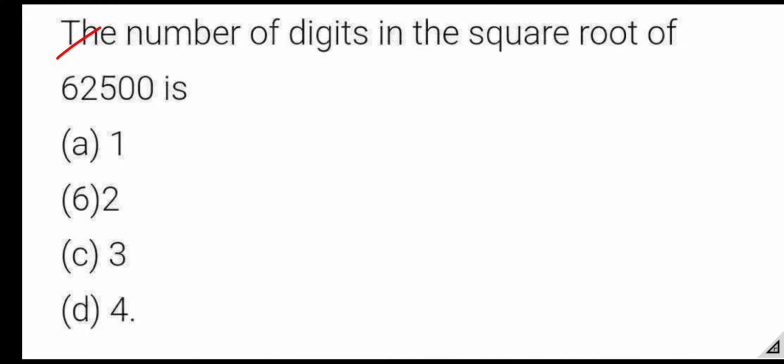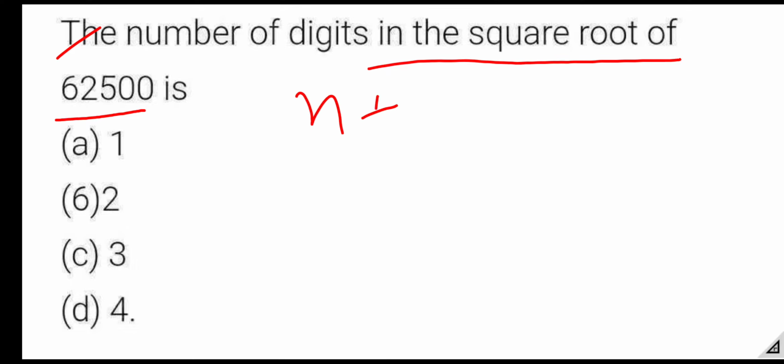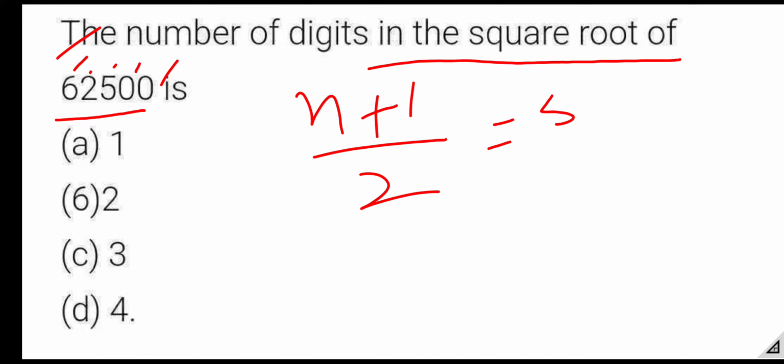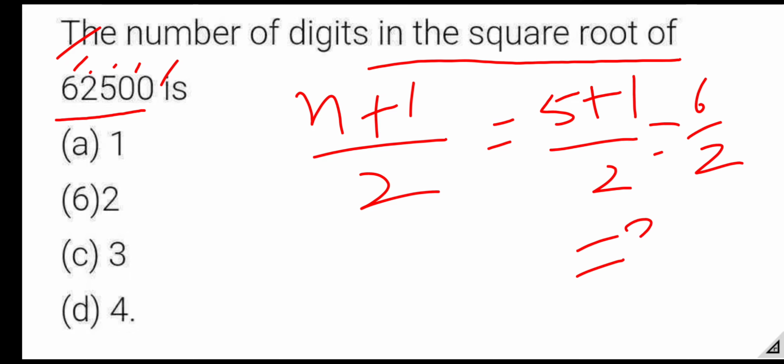Next, the number of digits in the square root of 62,500 is. Now to find the number of digits in the square root of any number, we have a trick or formula, that is (n plus 1) by 2, where n is the number of digits. Now the number of digits in this number is 1, 2, 3, 4 and 5. So 5 plus 1 divided by 2, that is 6 by 2, which is equal to 3. So C is the right option.